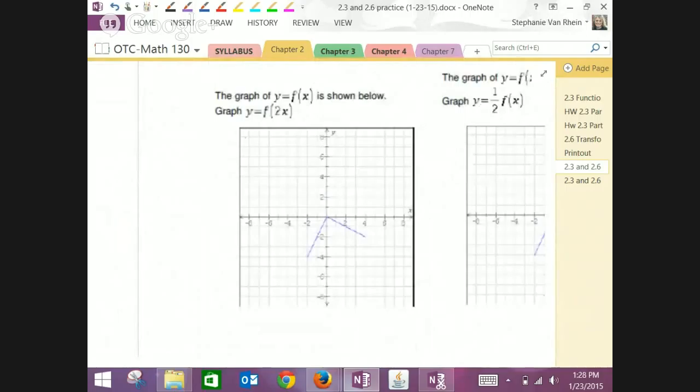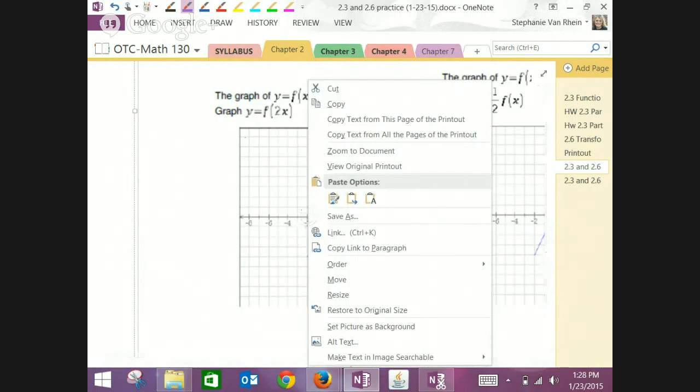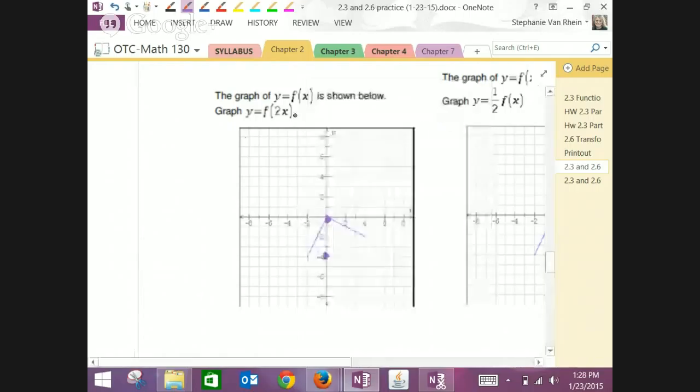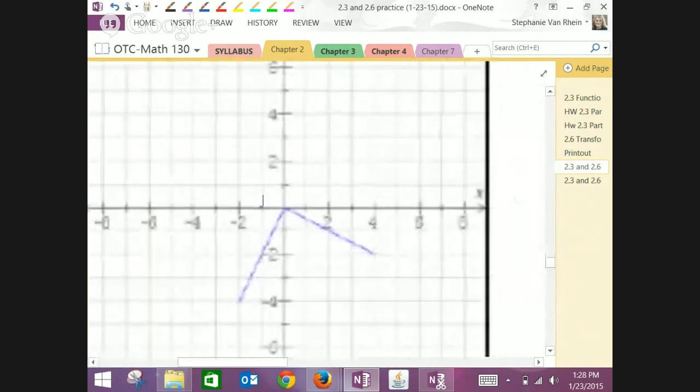So f of 2x. This is telling me the range needs to stay the same. I ask, what is my new x point? Divide by 2, which tells me -1. So at -1, my output value is the same as what it would have been in the original function at -2. So this point, this point, this point.